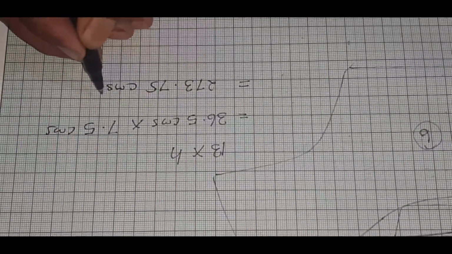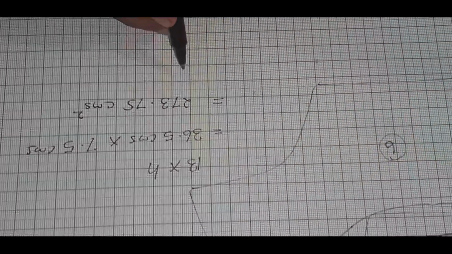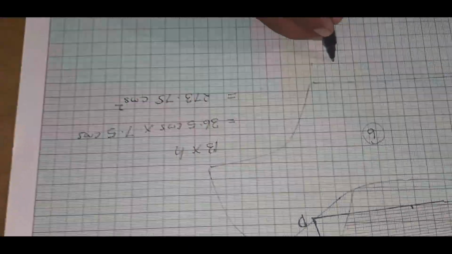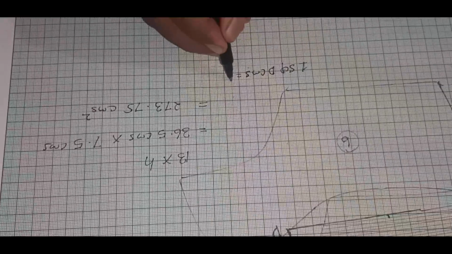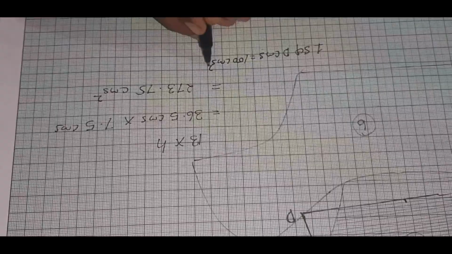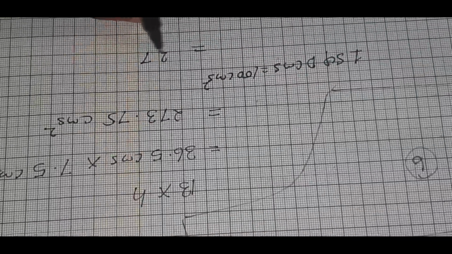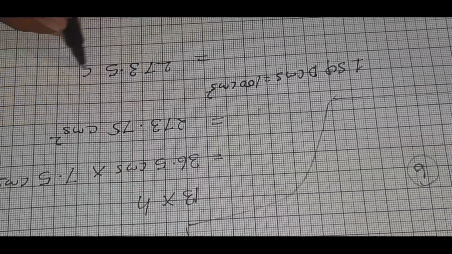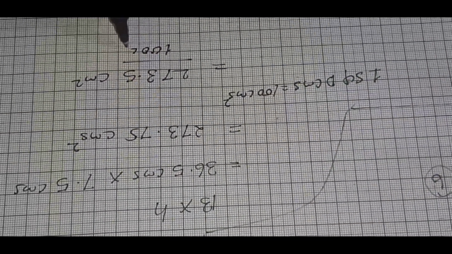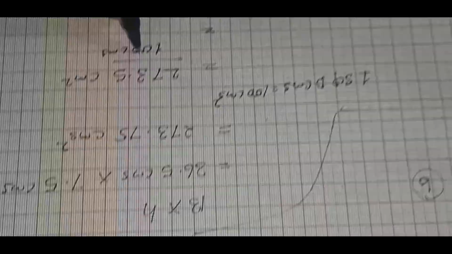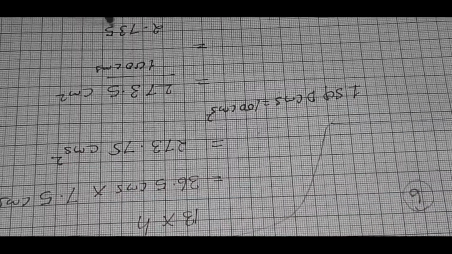centimeters square. Okay, so this pattern scale area we should convert into square decimeter. So 1 square decimeter equals 100 centimeters square. So I am converting 273.75 centimeters square into square decimeter. Okay, so now it is 2.735.